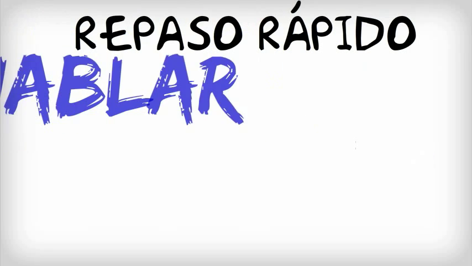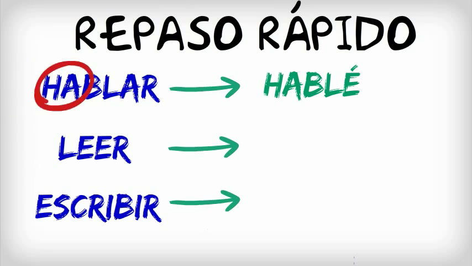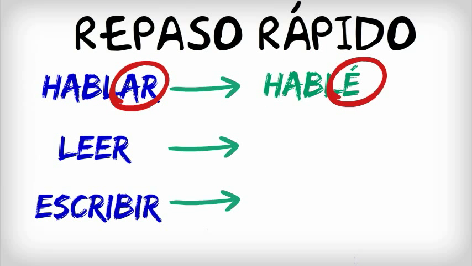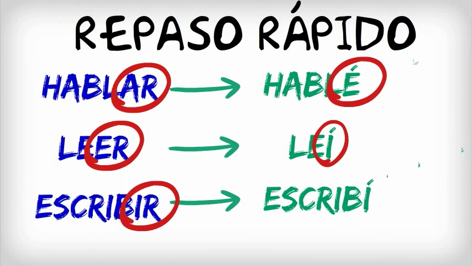Okay, quick review time. Let's look at three verbs, hablar, leer, and escribir. How would we conjugate these verbs in the preterit tense for the yo form? Hablar becomes hablé, for I spoke. Because it's an AR verb, we add the E with an accent ending. Leer becomes leí, for I read. Because it's an ER verb, we add the I with an accent ending. And escribir becomes escribí, for I wrote. Because it's an IR verb, we add the I with an accent ending.